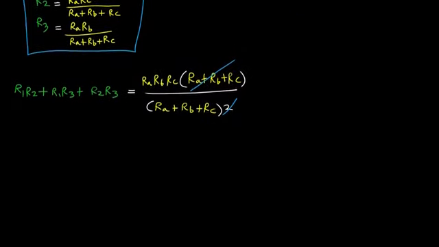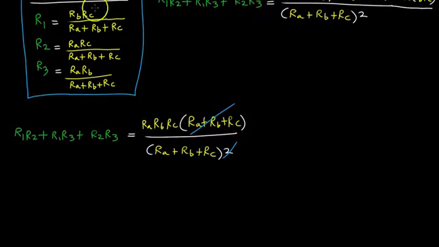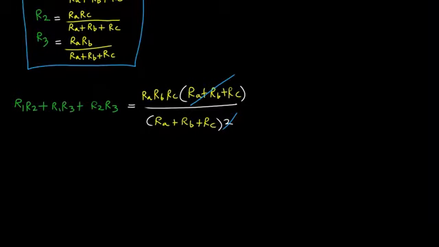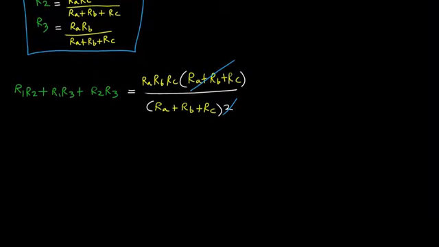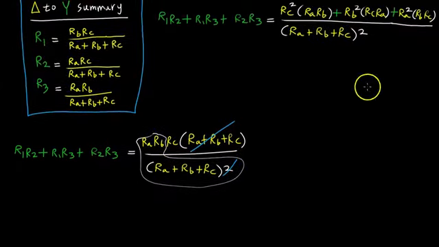You might notice something here. We defined R1 to be RBRC over the sum of all the delta network's resistors. If you look here now, you'll notice that if I take any pair of these resistors, for example RA and RB, and I just pay attention to this pair, what that tells me is RARB over the sum is going to be R3.